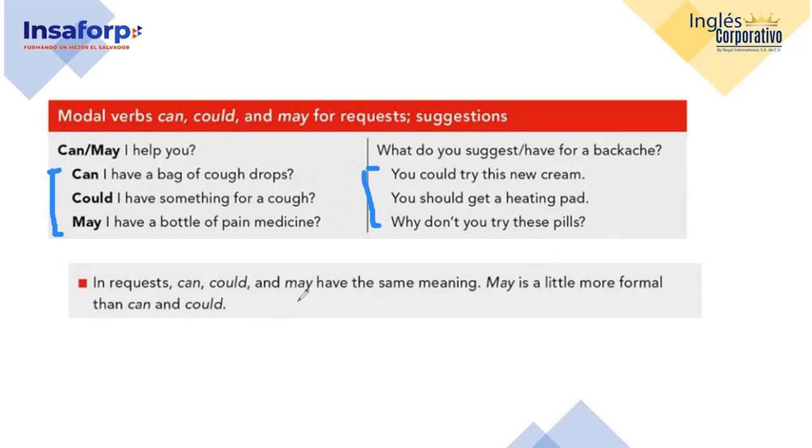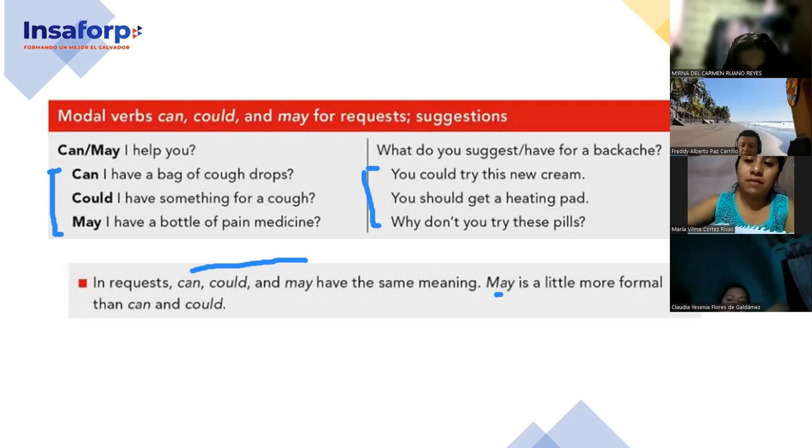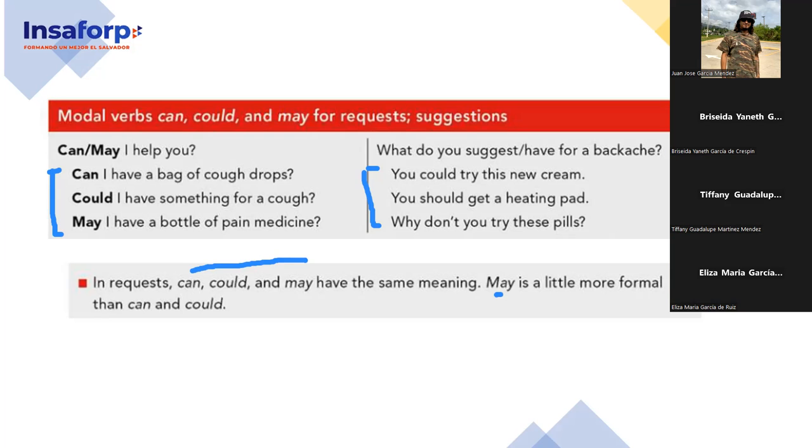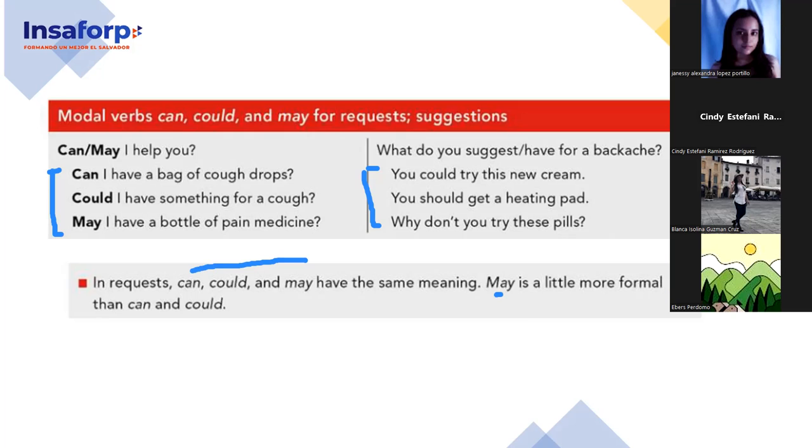In requests, can, could, and may have the same meaning. So that means these ones have the same meaning. So it's like "podría," if you want to translate it into Spanish, right? Okay, you could try this new cream. You should get a heating pad. May is a little more formal than can and could. In English, we have this expression, may I go to the restroom? We use may because it's polite, right? But at the end, it's quite the same in this context. One more time, we make a request with this one.